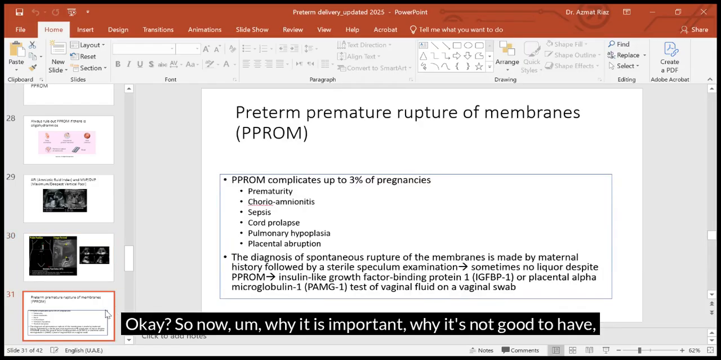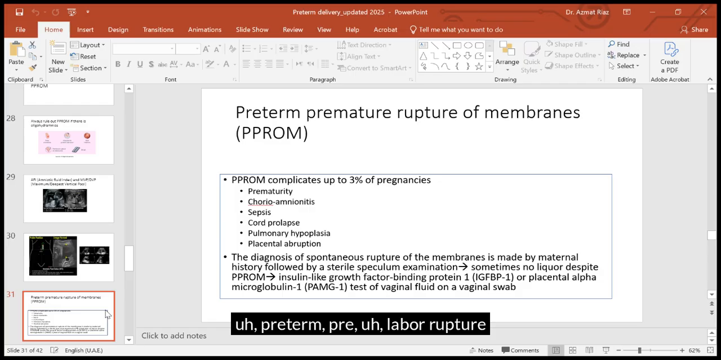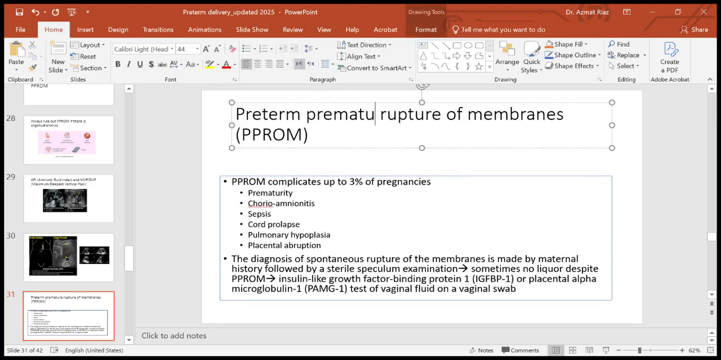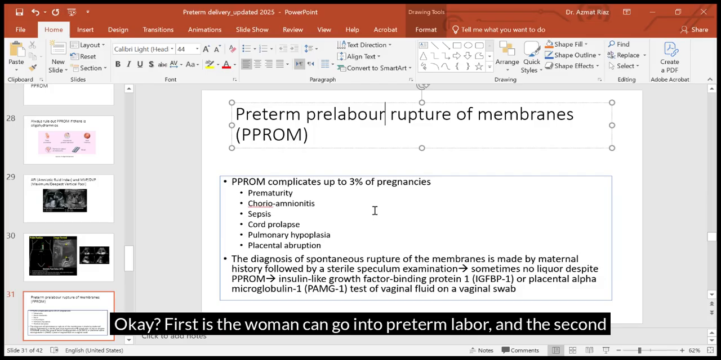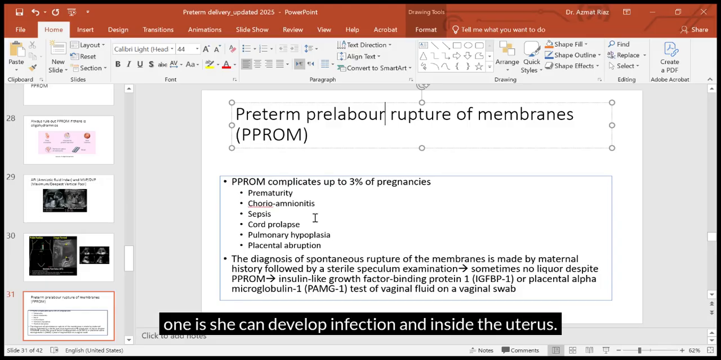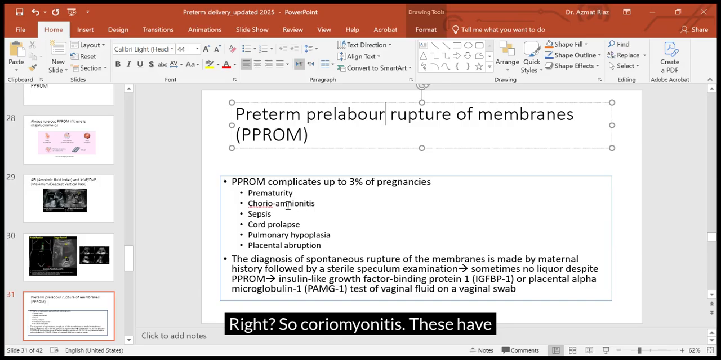So now, why is it important, why is it not good to have preterm pre-labor rupture of membranes? It's because it complicates almost 3% of pregnancies, and there are two main complications. Okay, first is the woman can go into preterm labor, and the second one is she can develop infection inside the uterus, right? So chorioamnionitis. These are, remember, these two main complications. Okay, she can go into preterm labor, and secondly she can develop infection inside.